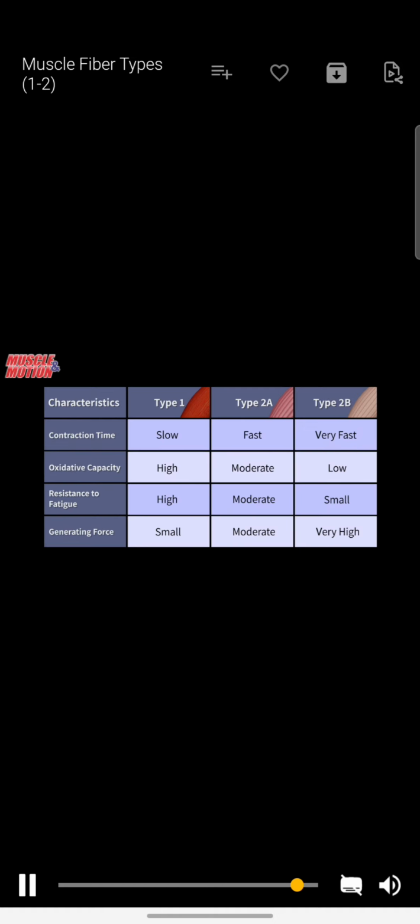This table summarizes the different characteristics of the three types of muscle fibers.